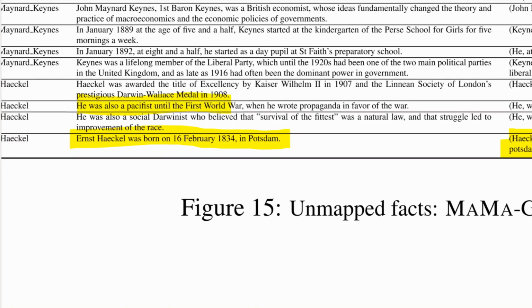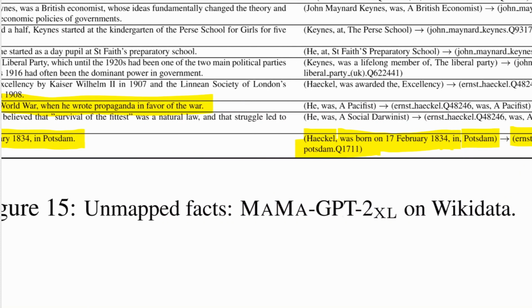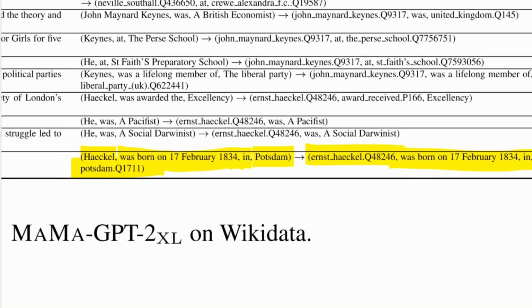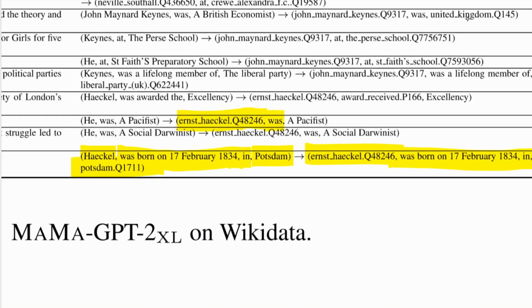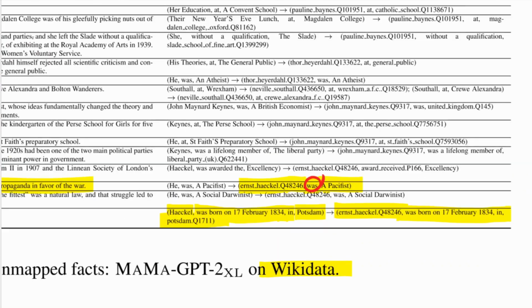Okay. He was also a pacifist until the First World War, yada, yada, yada. And then Ernst Haeckel, and then 'was' and 'a pacifist' are both not in the schema. Now, maybe pacifism isn't in the schema. Maybe, though I would guess pacifism has a Wikipedia page, so it must be in the schema because it's Wikidata. But 'was', as the relation here, would be something like a political leaning or something like this, which is certainly in the knowledge base, right?